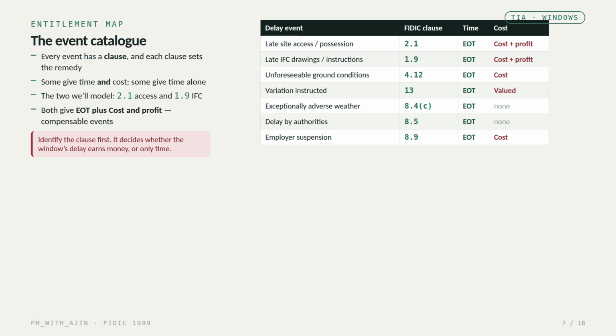Unforeseeable ground conditions, 4.12, give time plus cost, but no profit. A variation under clause 13 gives time and is valued, but notice, exceptionally adverse weather under 8.4 and delays caused by authorities under 8.5 give an extension of time only, no money at all. So always identify the clause first. It decides whether the window's delay earns money or only time. The 2 events we'll model, access and IFC, are both fully compensable.